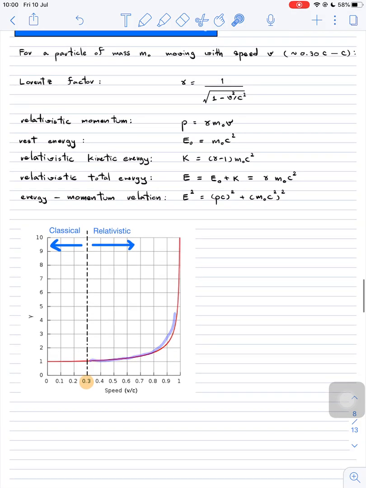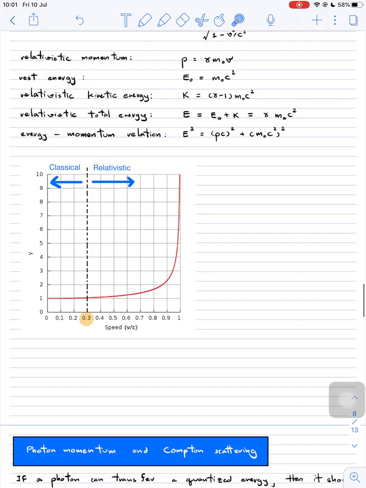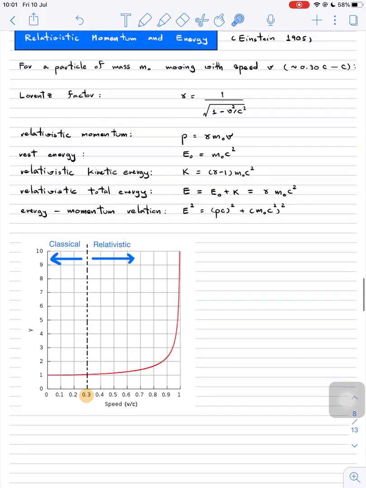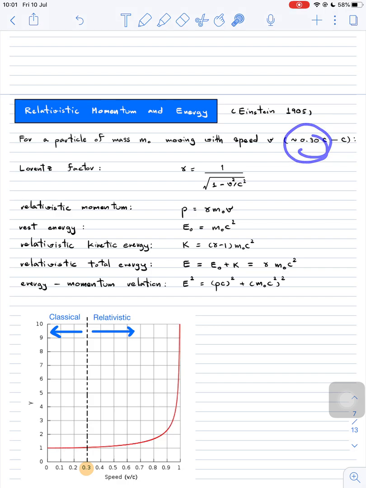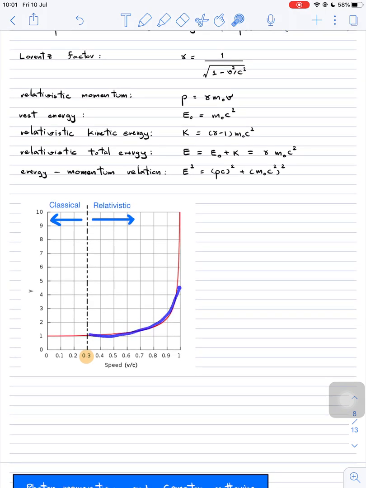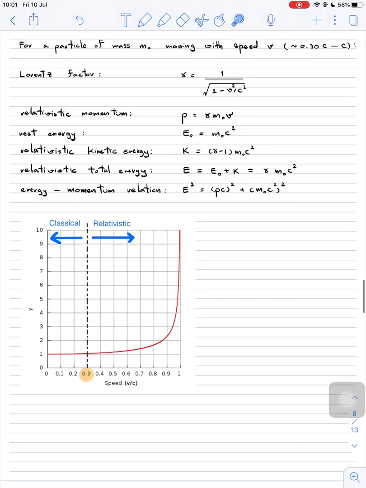In this case, we can separate the mechanics into two parts. The first one is classical mechanics. We can use Newtonian mechanics to solve the problem if the speed of the particle or object is about or less than 0.3 times the speed of light in vacuum. But if the speed of the object is greater than 0.3 times c, we call it relativistic mechanics, and you need to use this type of equation to solve the problem.